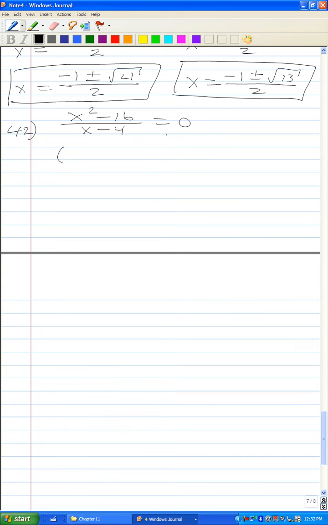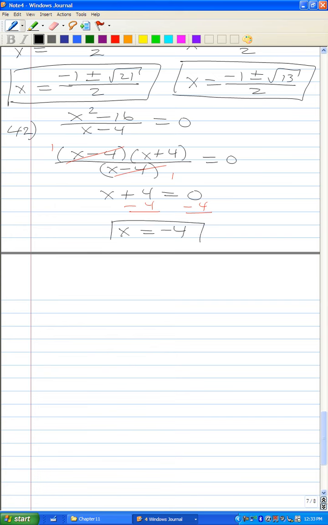So let's factor x squared minus 16 as x minus 4 times x plus 4. Notice that I can cancel these. So I get x plus 4 is 0. Subtract 4 from both sides of my equation. So x equals negative 4. Notice I'm not dividing by 0, so x equaling negative 4 is my solution.